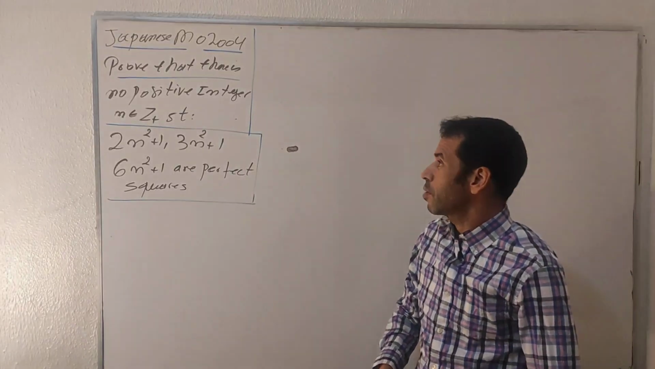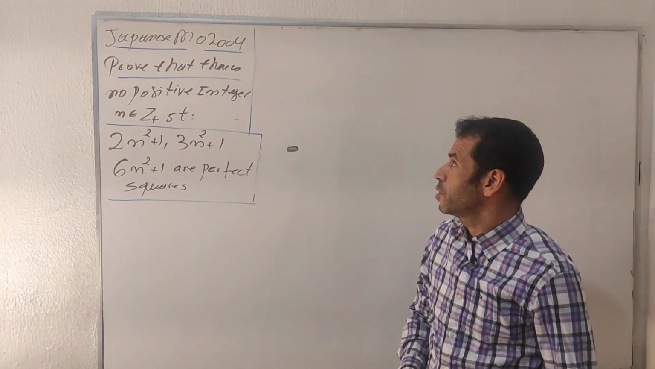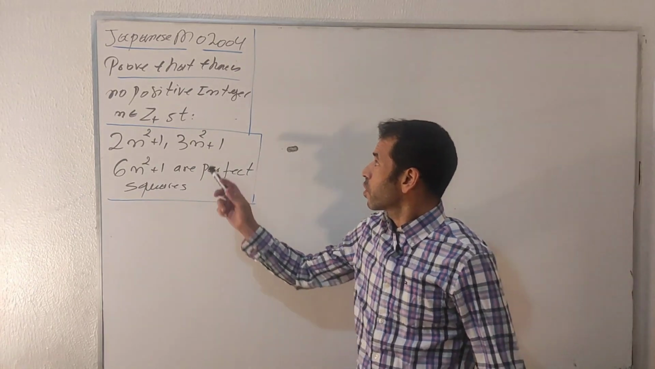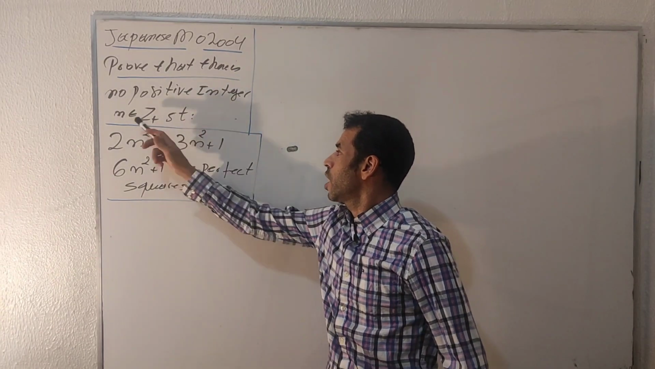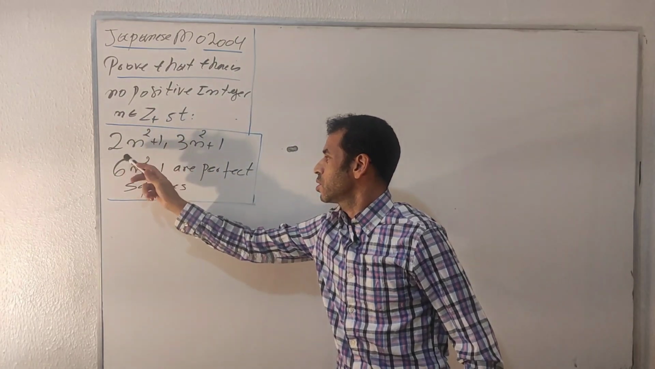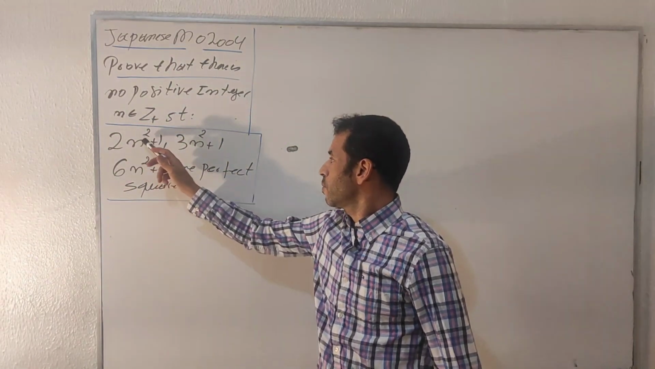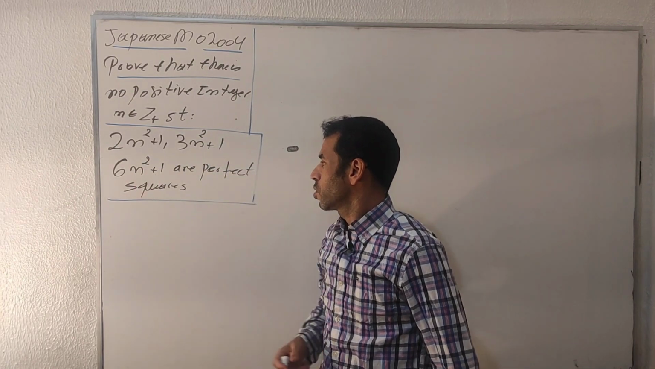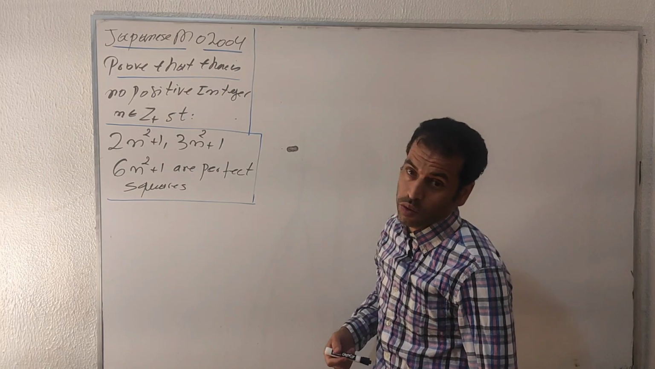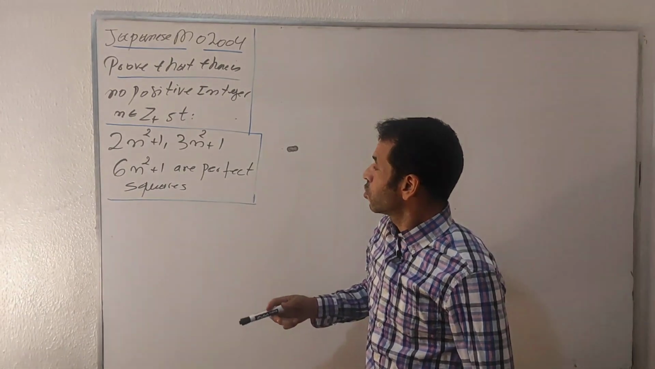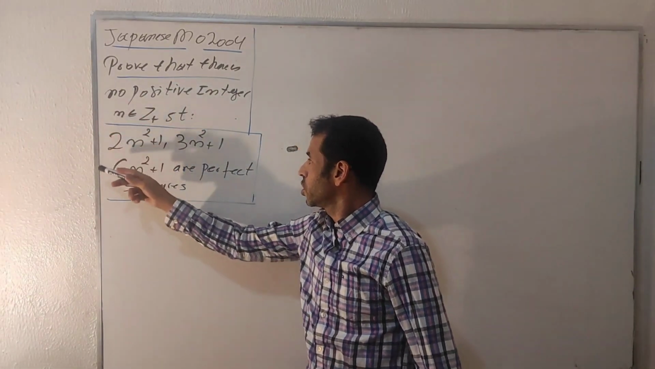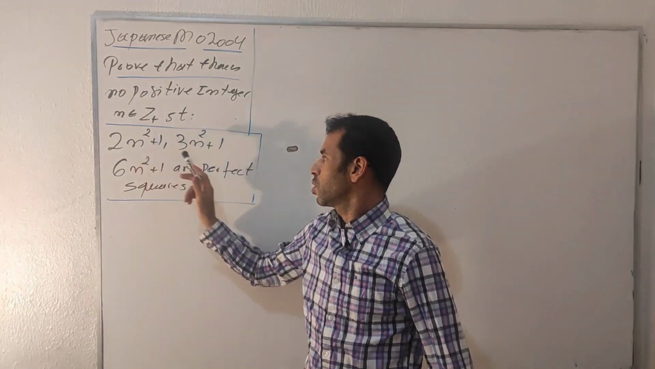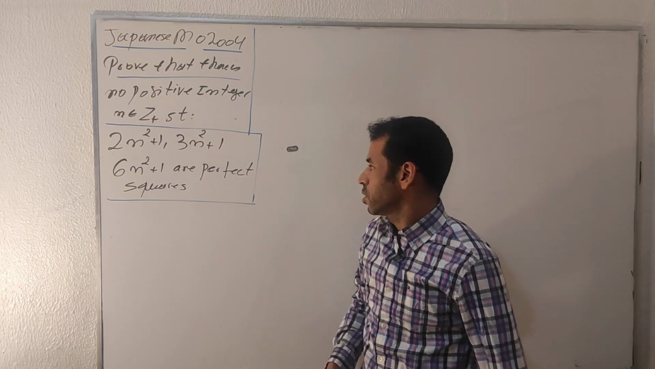In today's video, here is a nice problem. It's coming from the Japanese Mathematics Olympiad, edition 2004. Here is the following setup. Prove that there is no positive integer n such that we have these three conditions: 2n squared plus 1, 3n squared plus 1, and 6n squared plus 1 are perfect squares. So our goal is to show there are no solutions for this system if each of these three is a perfect square.